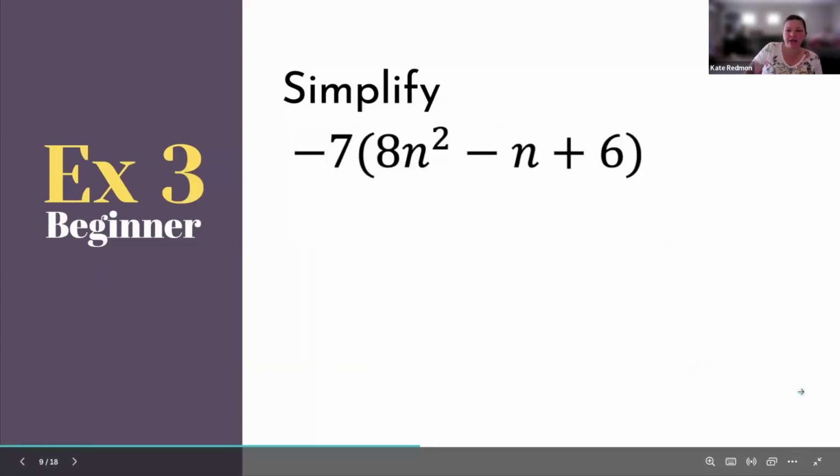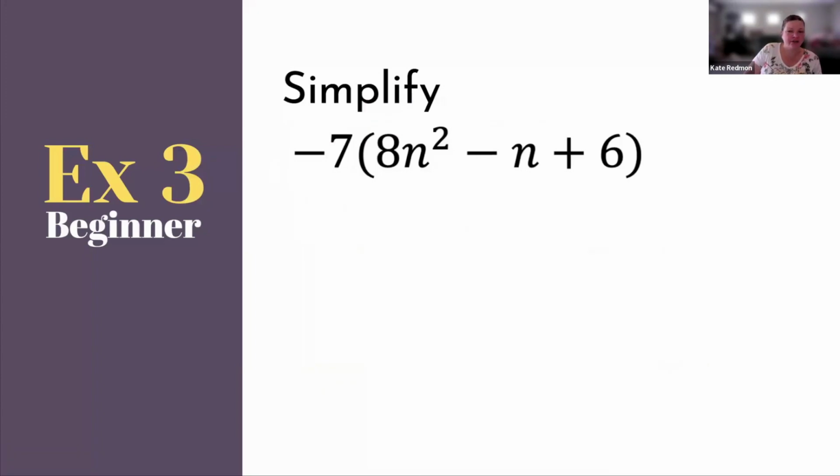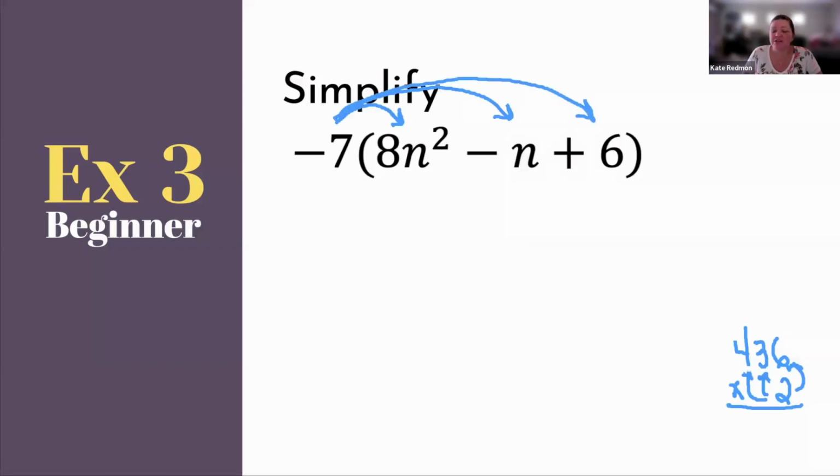So this might look a little uglier. I have a negative here, tried to scare you with this. And this time I have how many terms in my grouping? You have 1, 2, 3 terms. Exactly, I have 3 terms. So it's just like when I take a 3-digit number and I multiply by something. I'm going to multiply by -7 3 times. So let's start with -7 times 8n squared.